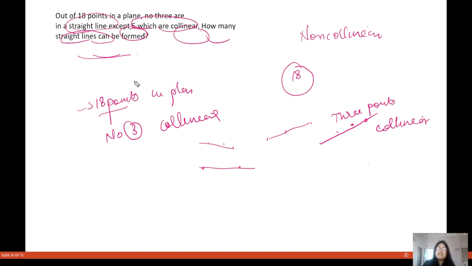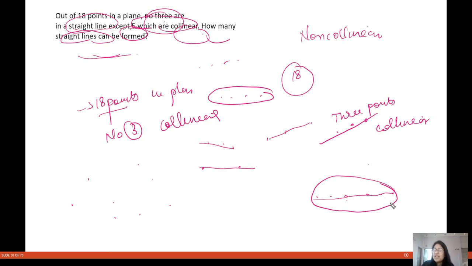Similarly, it is saying that 18 points are there in a plane and no three are in a straight line except five, which are collinear. 5 points are collinear means they are lying on the same line. So if we make a combination of any two of these points, let's say 5C2, they are lying on the same line, so we have to consider this case as one only.